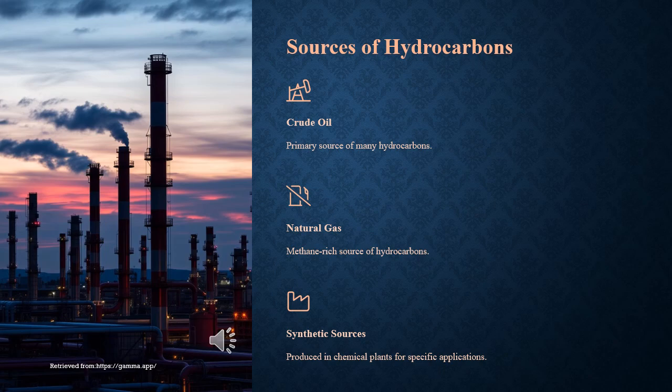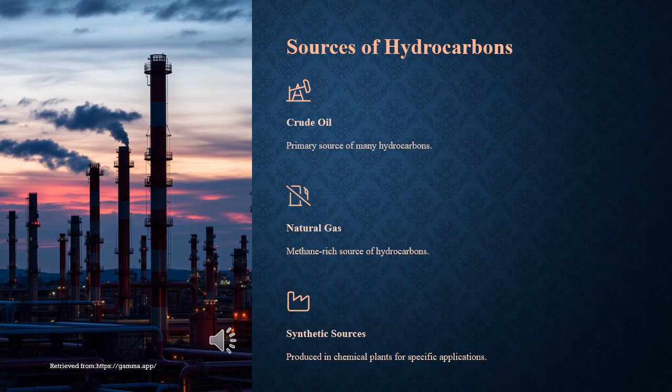Now we understand the types of hydrocarbons, and let's explore where they come from. They are primarily sourced from natural deposits, and they play a main role in our global energy and manufacturing industries. So let's take a closer look at the main sources of hydrocarbons.